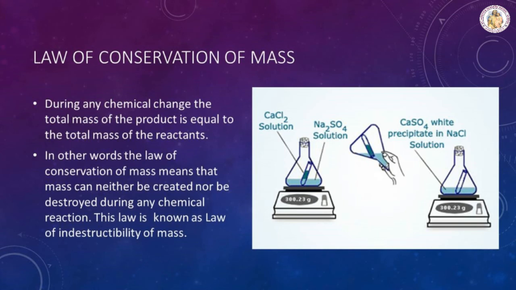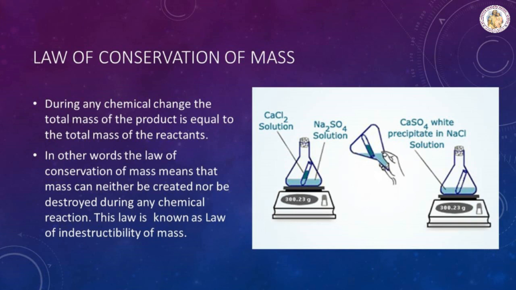Law of conservation of mass. The law of conservation of mass, which relates the mass of the reactants and products during a chemical change, was stated by a French chemist, Lavoisier, in 1774. It states that during any chemical change, the total mass of the products is equal to the total mass of the reactants. In other words, mass can neither be created nor destroyed during any chemical reaction. This law is also known as the law of indestructibility of mass.